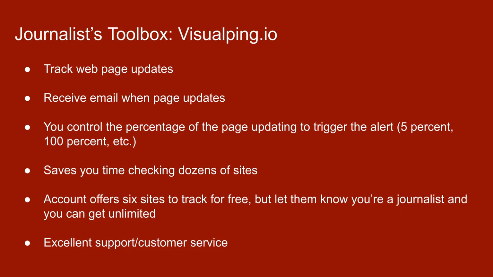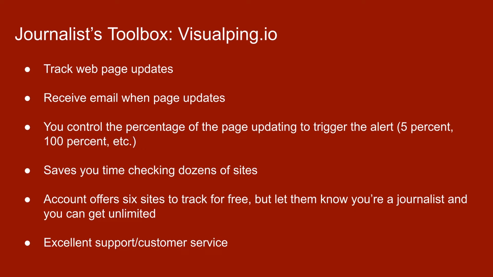There is a tool out there called Visual Ping. It's visualping.io. It'll help you track those web page updates. You'll receive that email when it updates. You control what percentage of the page that's being updated to trigger the alert. If it's a small update, maybe 5% of the page, or 100% of the page, a big update. I usually mark mine any update, and you'll see in a minute when I demo the site how that works. It saves you a ton of time having to check dozens of sites.